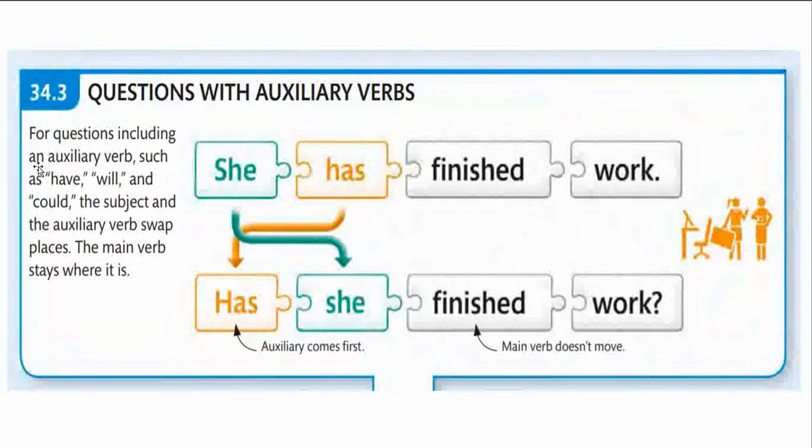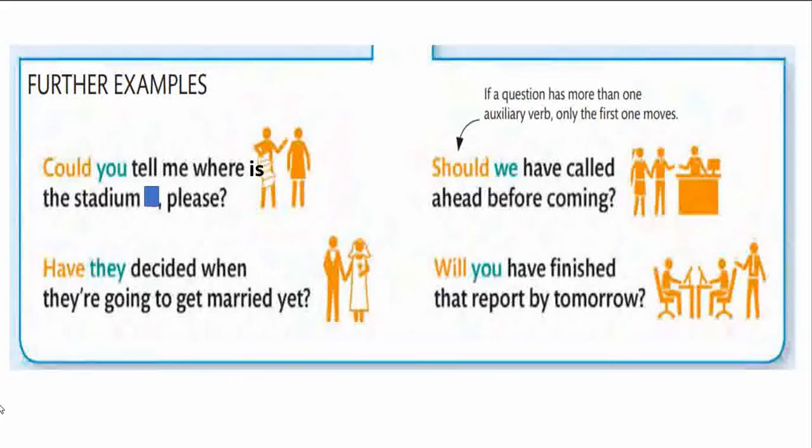For questions including an auxiliary verb such as have, will, could, the subject and the auxiliary verb swap places. That is the subject. This is the auxiliary verb. Swap places, interchange places. The main verb stays where it is. The main verb does not change places with any of the words. Let us proceed and see certain examples based on the same structure.